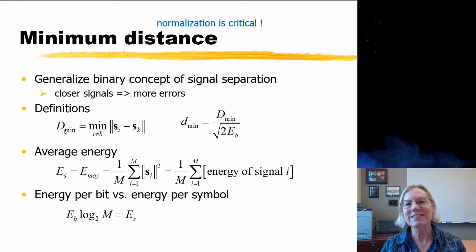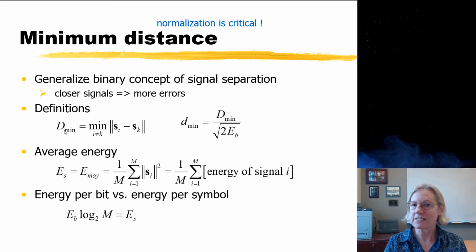So this is my idea of taking the binary case and generalizing it to M-ary with this concept of minimal distance. Now I'd like to give you a few examples in the signal space to show you why this normalization is so important, how you would do it correctly, and some observations on different kinds of constellations.